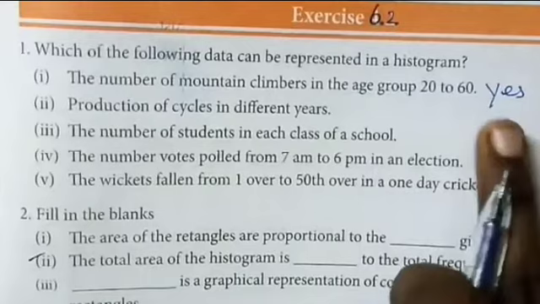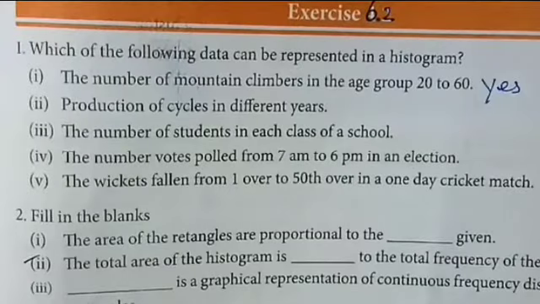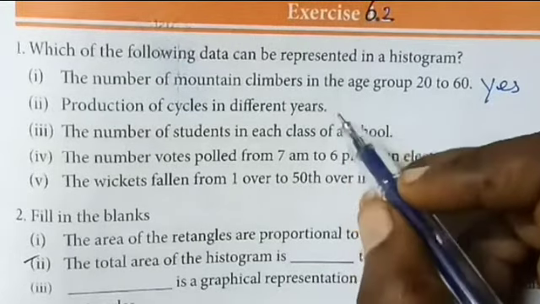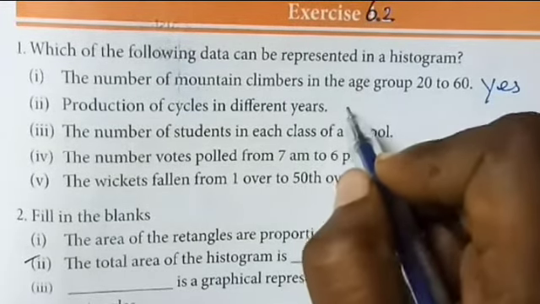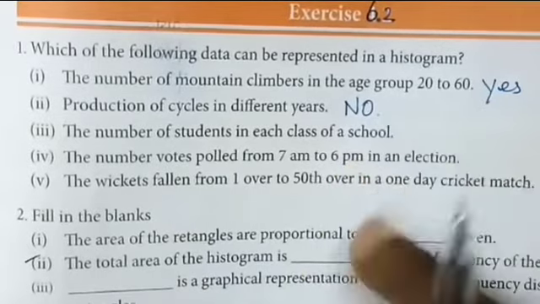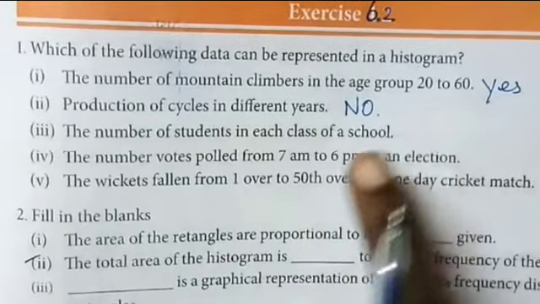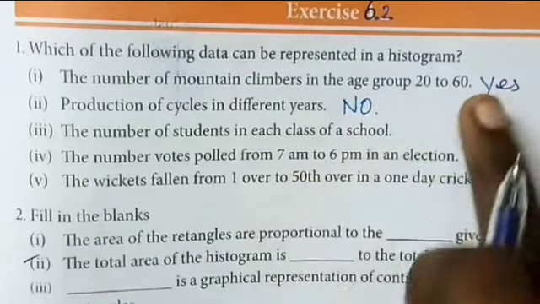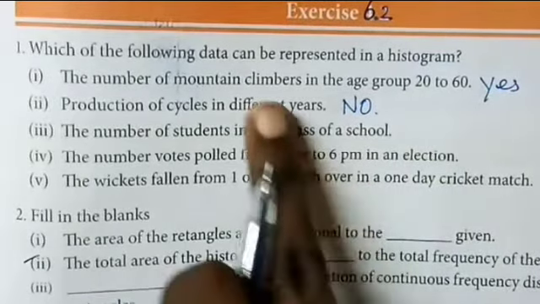Okay students, now the production of cycles in different years. I'll give you a very easy way to decide: if the range is not given, it will be considered as not a histogram. Understand? So we can write it as no.